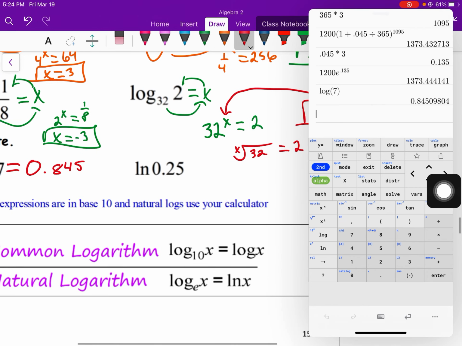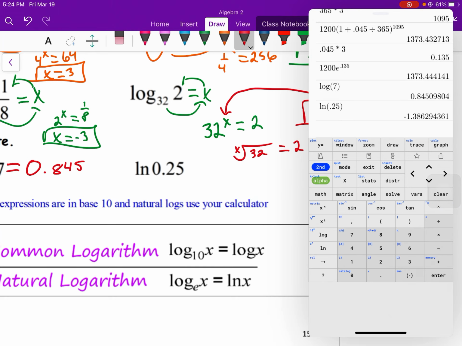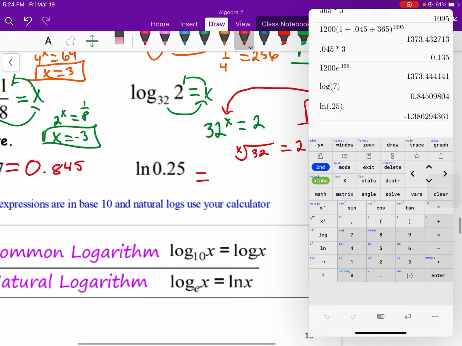We'll see. Natural log of 0.25. Again, we can use a calculator, and the natural log button is right here. Natural log of 0.25 equals negative, it is negative, 1.39. Again, I'll round to the nearest hundredth.